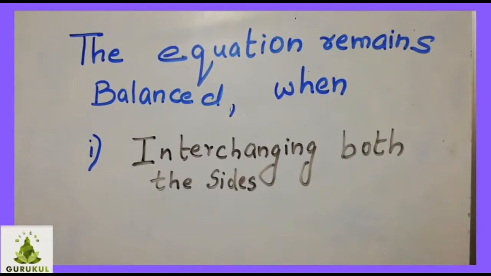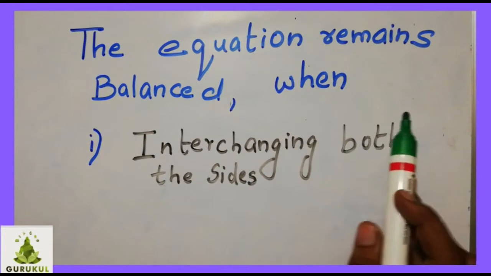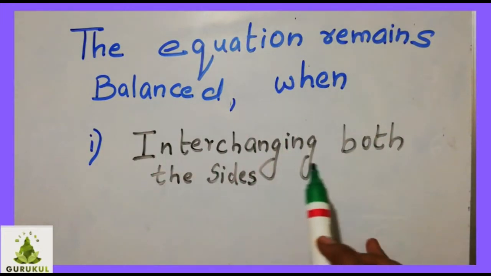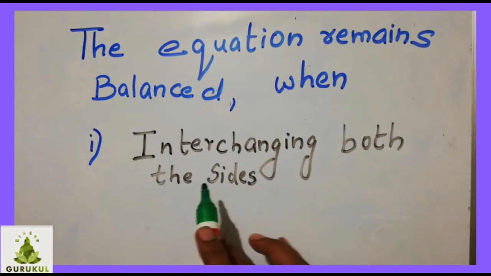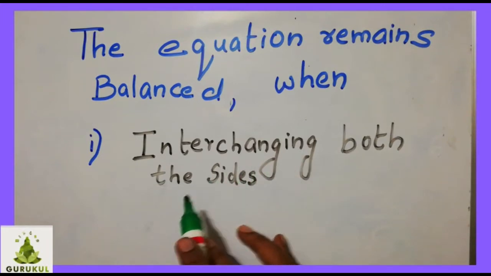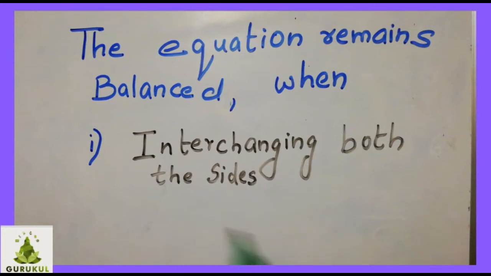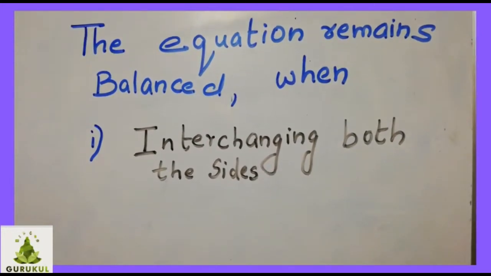Now before going to question number 2 of practice 27, I will explain you some conditions. This I already gave you in the PDF to write first, then we will start with problems. You already wrote this from the PDF. Let's revise what I have given in the PDF. The equation remains balanced when interchanging both the sides. Any equation, when I interchange both the sides, that is left hand side becomes right hand side and right hand side becomes left hand side, the equation will remain balanced.